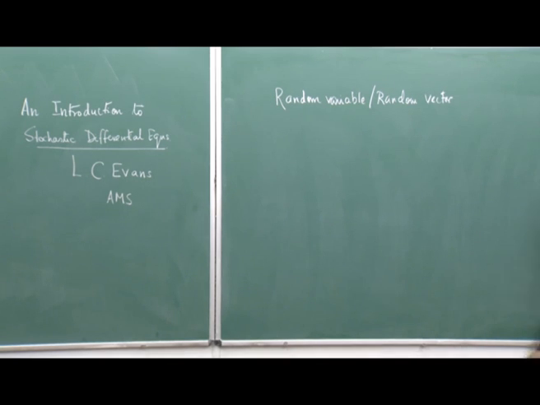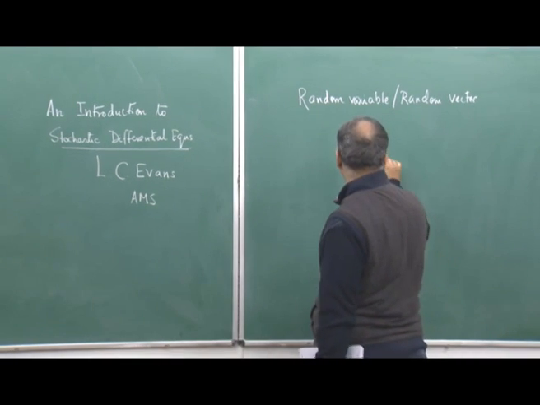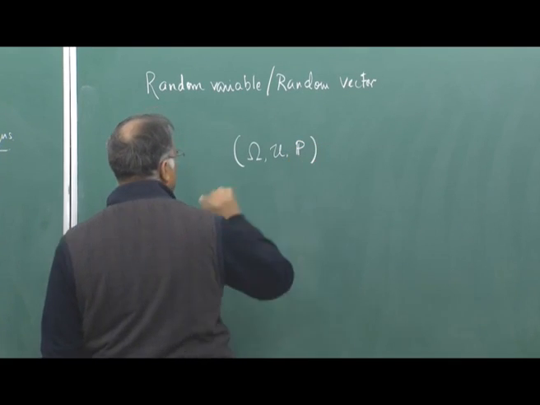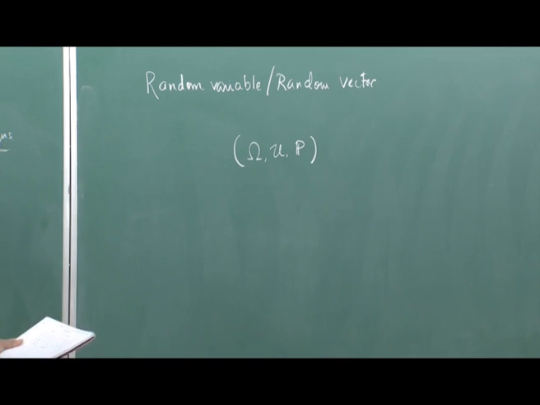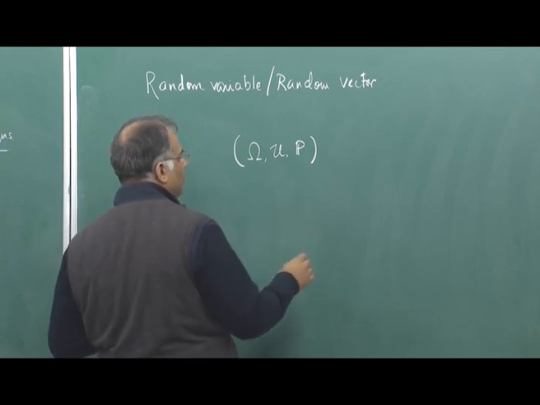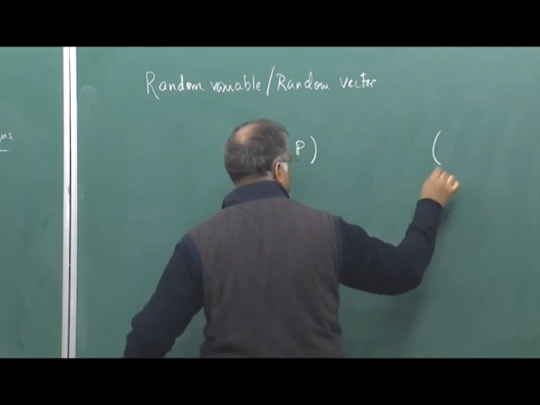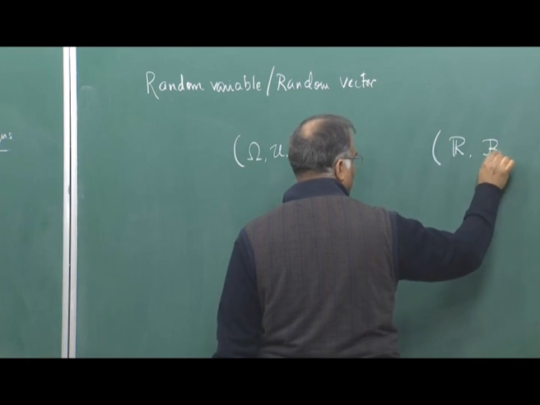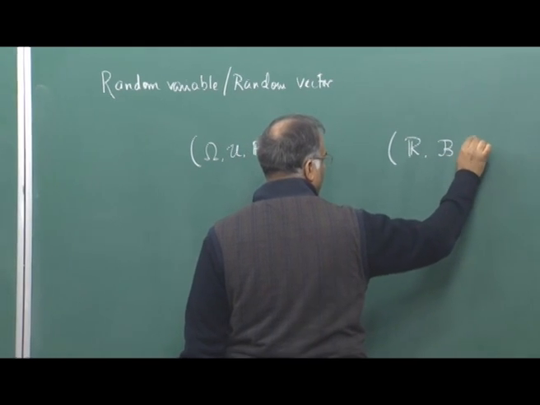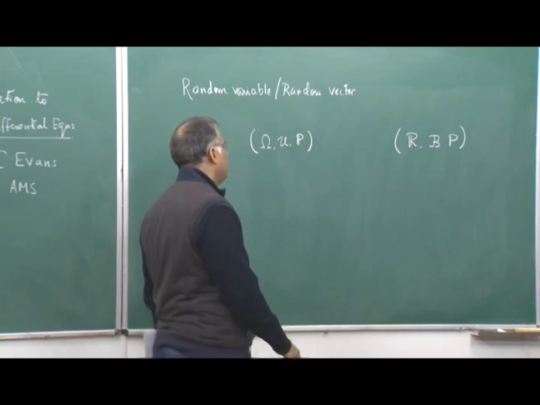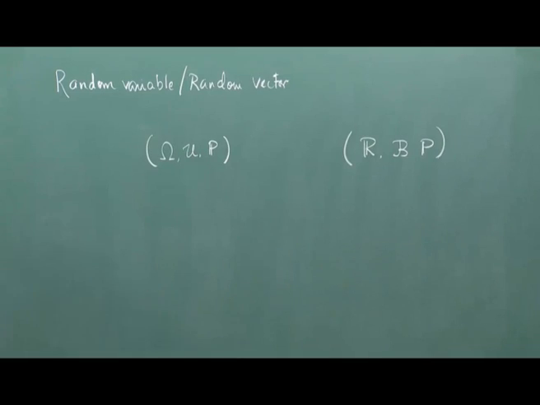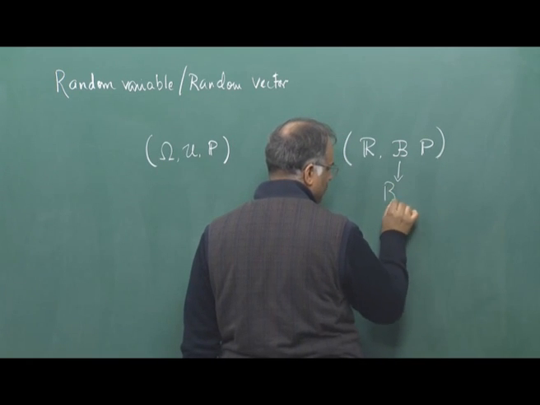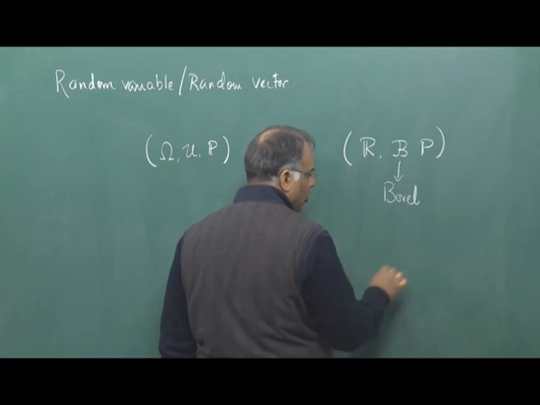So, let me consider a probability space and a probability measure P, and also consider the real line R and a sigma algebra B. On the real line R, the sigma algebra that we have associated with R is called the Borel sigma algebra, which is naturally related to its topology.